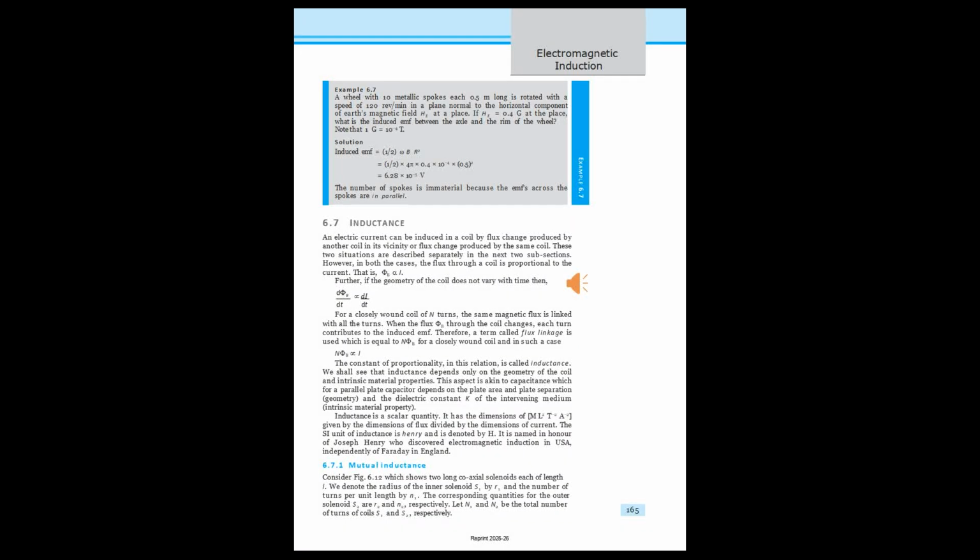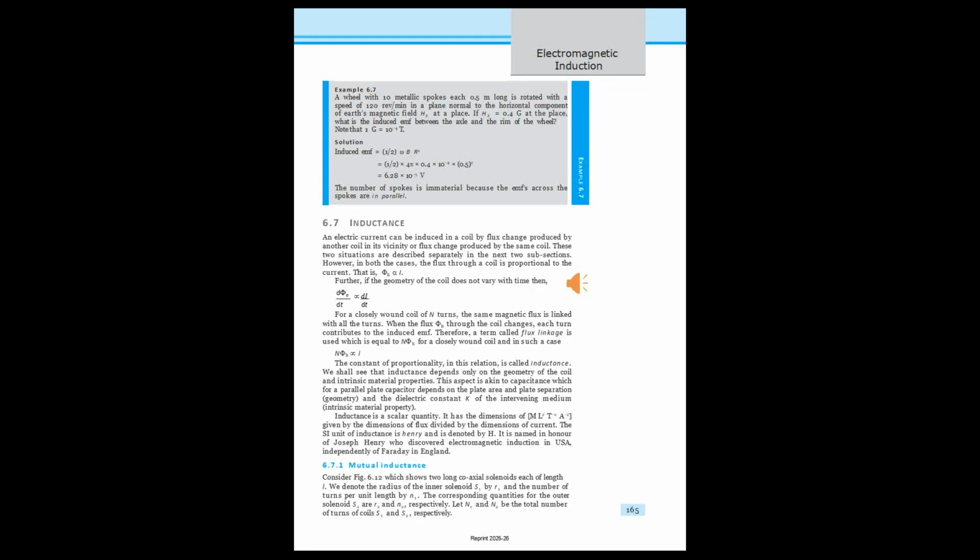Further, if the geometry of the coil does not vary with time, then d phi B by dt is proportional to dI by dt. For a closely wound coil of N turns, the same magnetic flux is linked with all the turns. When the flux phi B through the coil changes, each turn contributes to the induced EMF. Therefore, a term called flux linkage is used, which is equal to N phi B for a closely wound coil, and in such a case, N phi B is directly proportional to I. The constant of proportionality, in this relation, is called inductance. We shall see that inductance depends only on the geometry of the coil and intrinsic material properties.